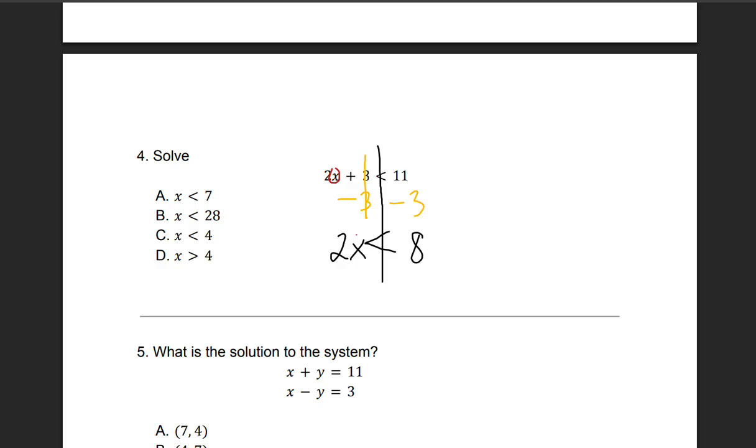Last step, my variable directly attached. No fraction line means it's multiplication, so we do the opposite, which will be division. Cancels on the OG side. And since I did not divide with the negative, my number that I divided was positive, I'm going to keep the inequality the same. And 8 divided by 2 will give me a 4. We'll see our answer here is C. Again, being careful with that inequality sign and the direction it is facing.